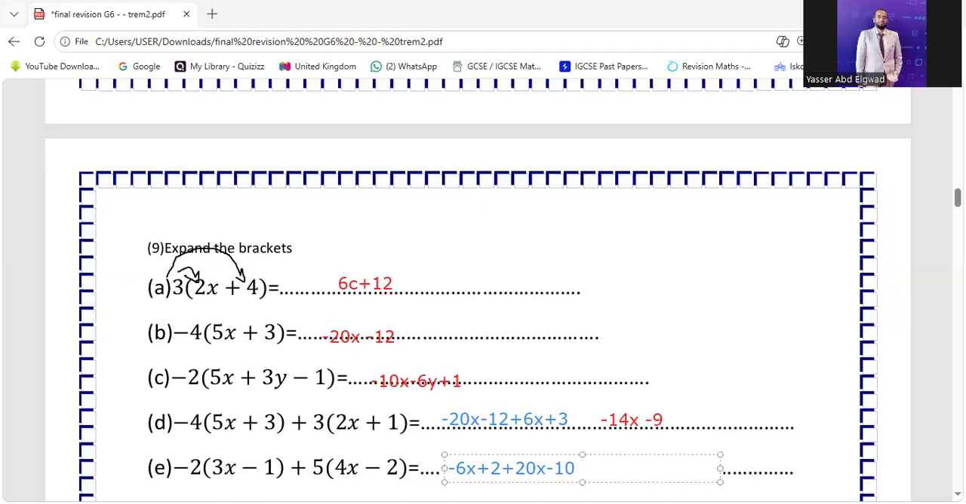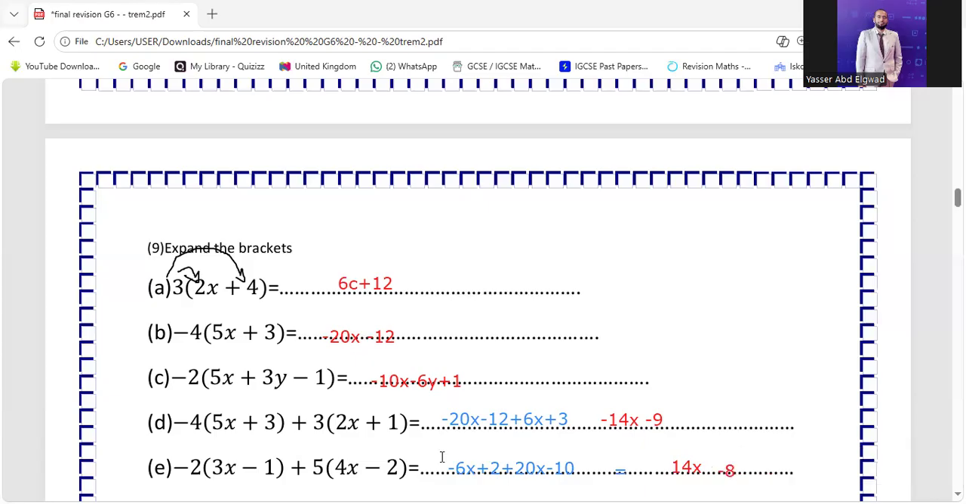Here we have to collect them. How to collect them? You add the similar terms as we said before. Negative 6 plus 20, different sign, subtract. 20 minus 6 is 14. The greater sign is positive, positive 14x. And here we have 2 and negative 10, different sign, subtract. 10 minus 2 is 8, and the greater 10 gets the negative, negative 8. The next one, here is the final answer.